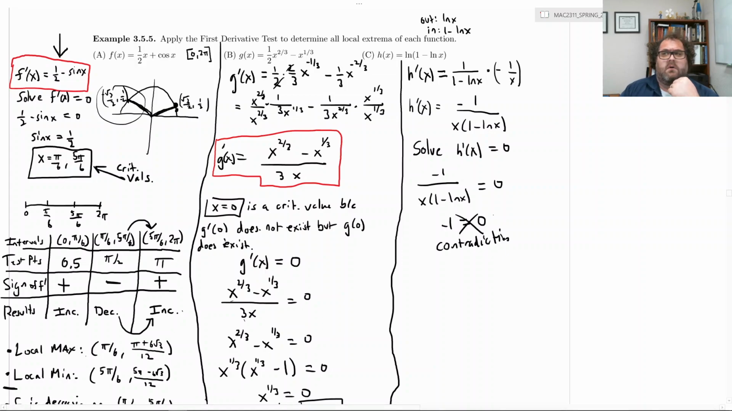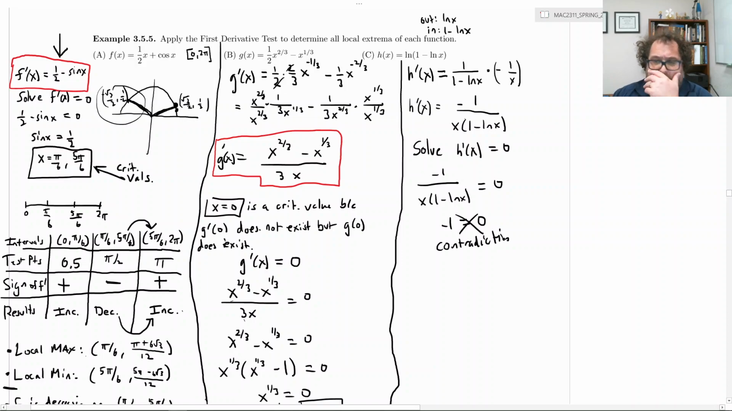Interesting. So what does that tell you? Well, my first reaction is no critical values. If there are no solutions to h prime equals 0, then maybe there's no critical values. But then I have to back up and say, okay, but it's possible we have other critical values that are the result of differentiability issues. So we need to look at the domain of the derivative.